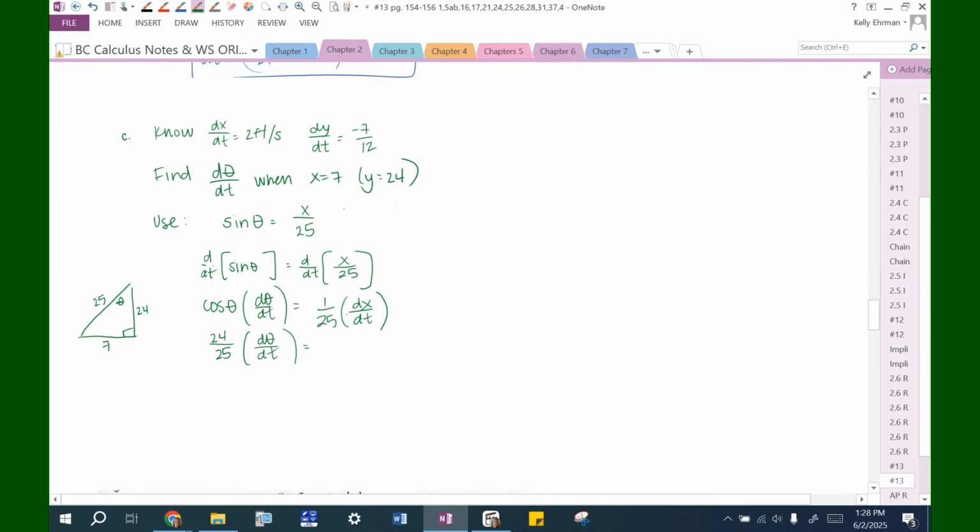All right, and then this is 1/25 times, remember dx dt was just 2. So solve for d theta dt. It's equal to 2 over 25 times the reciprocal of this, 25 over 24. And I'll simplify this since it does so nicely. d theta dt is equal to 1 over 12. Theta is always measured in radians, so radians per second for this one.